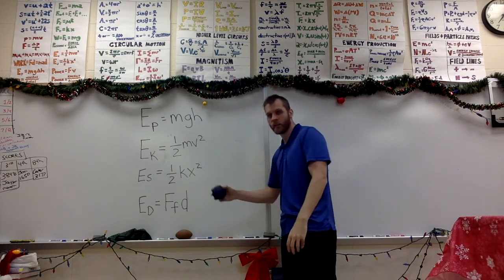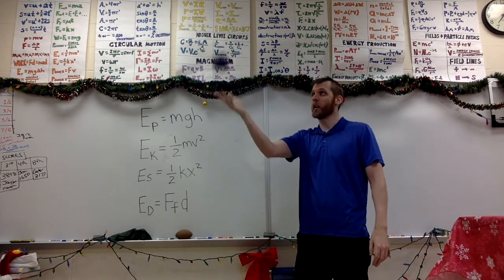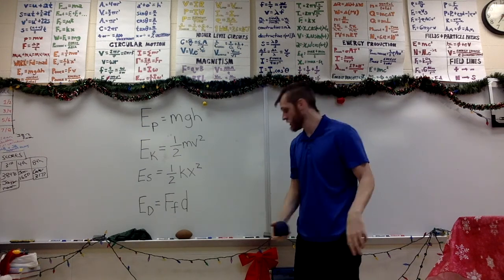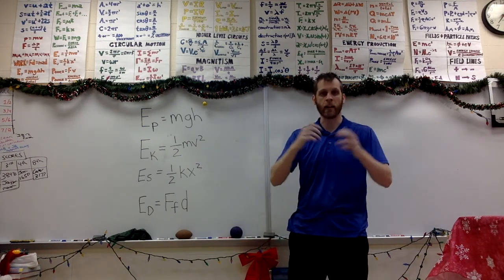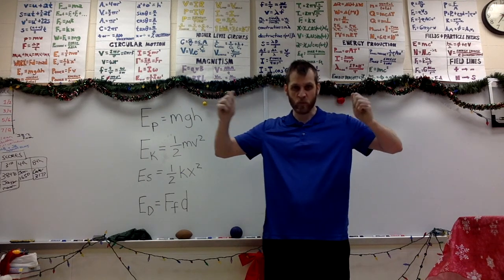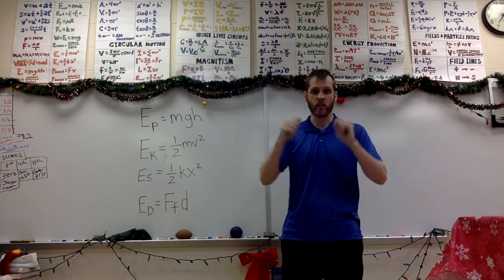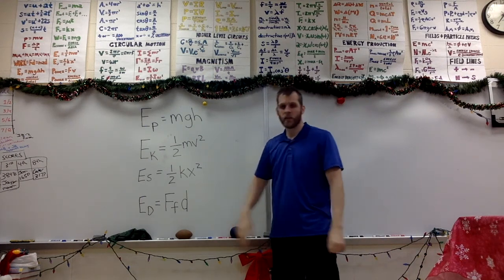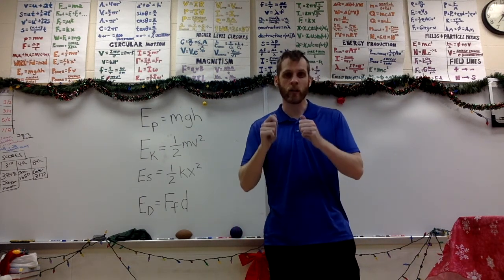Potential energy: when I lift something up in the air, if there's height to it, there's potential energy. Kinetic energy: if it's moving, there's kinetic energy. Elastic energy, or energy of a spring: if you stretch a string or a bungee, there's energy stored within it. And then dissipated energy, which is the same thing as saying work done by friction.